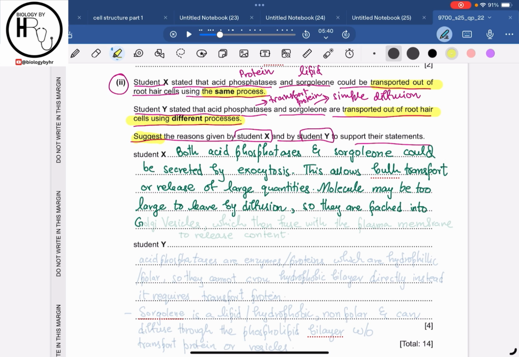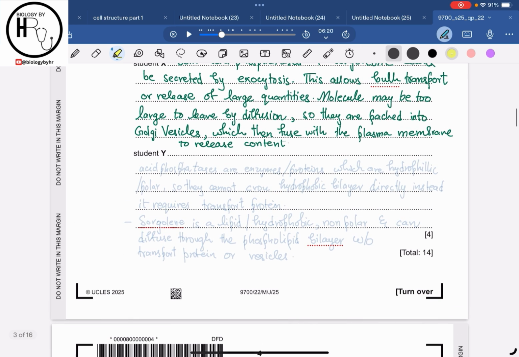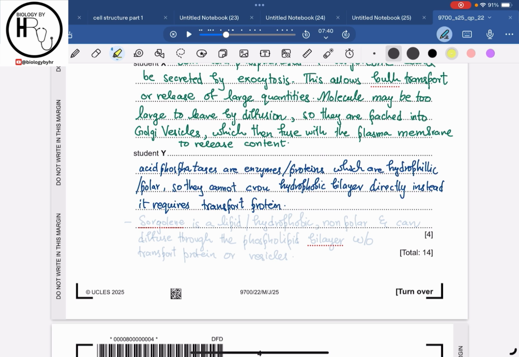So they are packed into vesicles via the Golgi, obviously, and then the vesicles fuse with the plasma membrane and release their contents out of the cell, right? And then student Y is predicting that acid phosphatase, as it is an enzyme, is a protein, so it is hydrophilic in nature. We know that enzymes are hydrophilic in nature, so they cannot cross the hydrophobic bilayer of the cell surface membrane directly. So it requires a transport protein to be secreted out of the cell.